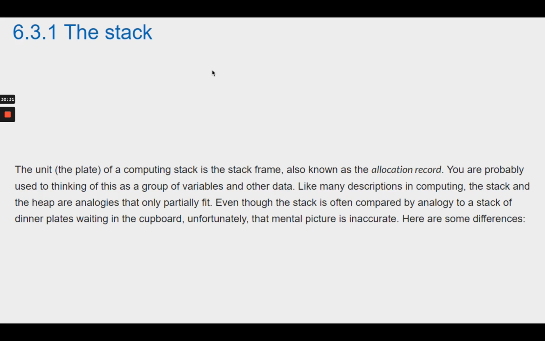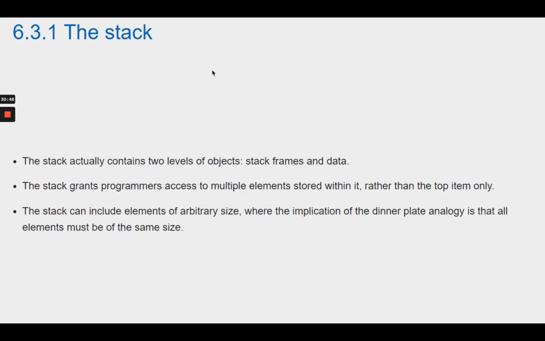Like many descriptions in computing, the stack and the heap are analogies that only partially fit. Even though the stack is often compared by analogy to a stack of dinner plates waiting in the cupboard, unfortunately, that mental picture is inaccurate. Here are some differences. The stack actually contains two levels of objects, stack frames and data. The stack grants programmers access to multiple elements stored within it, rather than the top item only. The stack can include elements of arbitrary size, where the implication of the dinner plate analogy is that all elements must be of the same size.